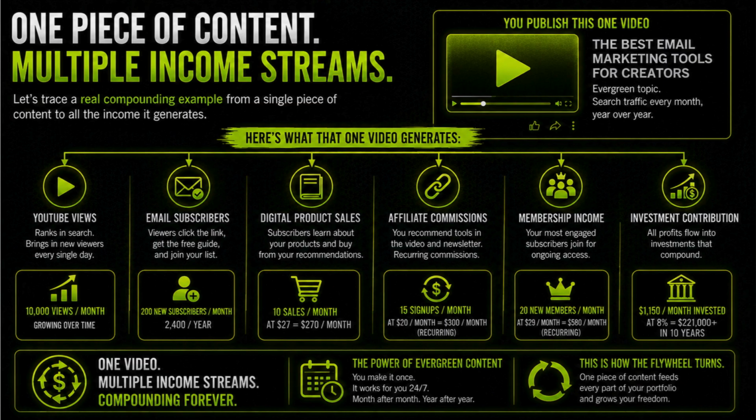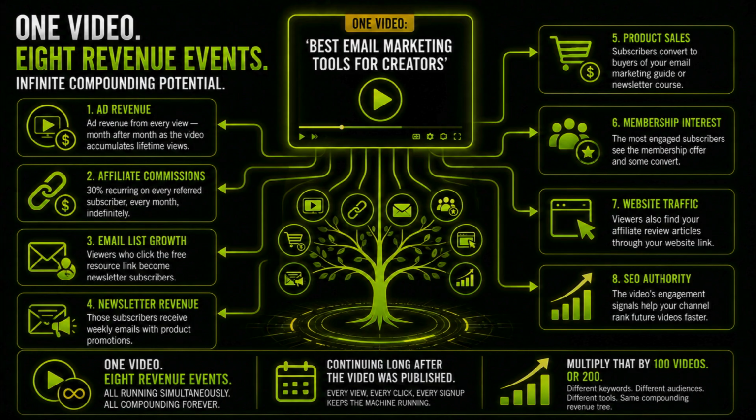Abstract frameworks are only useful when you see exactly how they work in practice. So let's trace a real compounding example from a single piece of content to all the income it generates. So, you publish a YouTube video titled "The Best Email Marketing Tools for Creators." The video is evergreen. It targets a search query that people are entering every month, year over year. Here's what that one video generates.